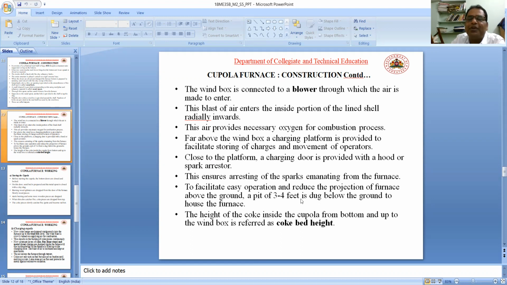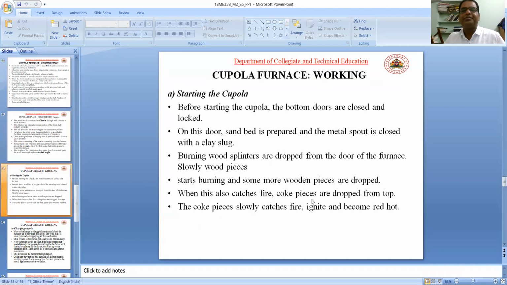A pit of 3 to 4 feet is dug below the ground to house the furnace. The height of the coke inside the cupola from the bottom up to the wind box is referred to as the coke bed height.